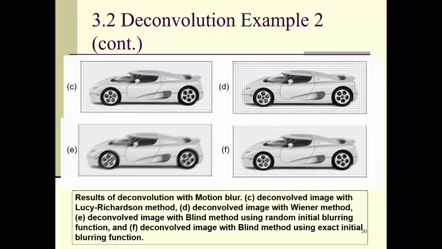This is the Lucy-Richardson, and this is the Wiener, and this is the blind deconvolution in case the h is unknown, and this is in the case the h is known. Okay? So here, as you can see, which one of them is better? Which is the best, you can say? What do you think? How can I judge it?